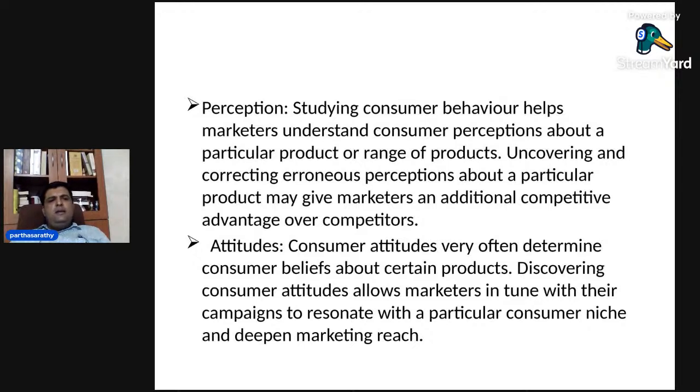influenced by various factors, like his personal opinion, opinion of the family. So these attitudes are formed in the individual in a different manner. So that is why this plays a very important role. So studying the consumer attitude, discovering consumer attitude, allows the marketer to be in tune with their campaigning to resonate with a particular consumer niche and deepen marketing research.